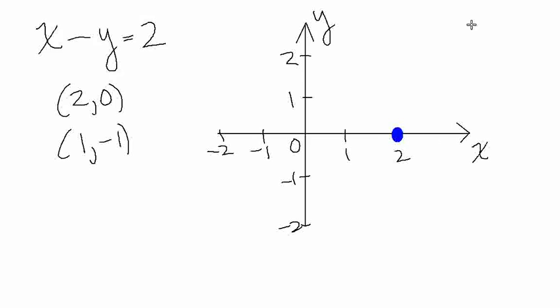Okay, now let's do (1, -1). So the first number is a 1, the leftmost number, so that means I have to be above, on, or below the 1 on the x-axis, and then I'm at a height of -1, so I'm going to put a dot down right there. Okay, and so that's all we need to identify the line.